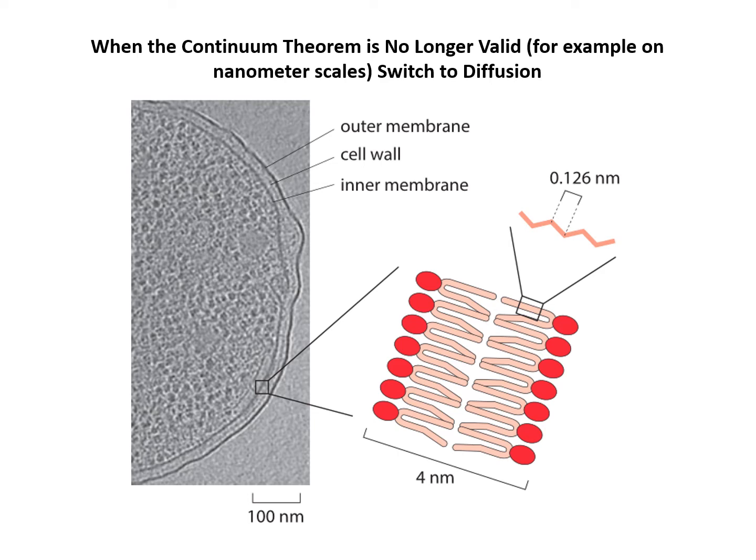So at these smaller scales, at the nanometer scales, you have to switch to a different method, a different theory, and that's diffusion. You have to start worrying about each and every one of the molecules or atoms in your system. So you can't just lump them together into fluid elements anymore. But you have to keep track of each and every one and deal with them using the theories of diffusion.